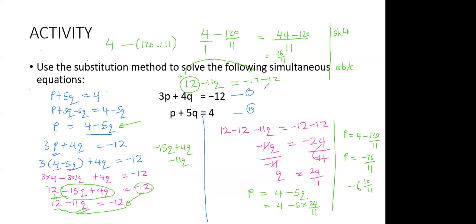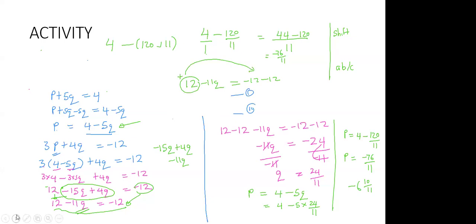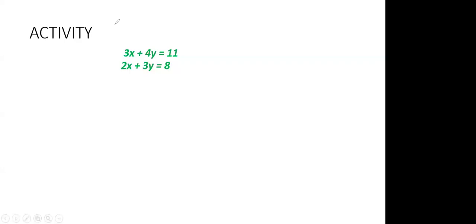Okay. Whenever any digit is crossing, always the sign changes. Now, let me first give you an opportunity to try out this number on your own. We are using the substitution method. First try, let me give you some 3 minutes, and then we see.